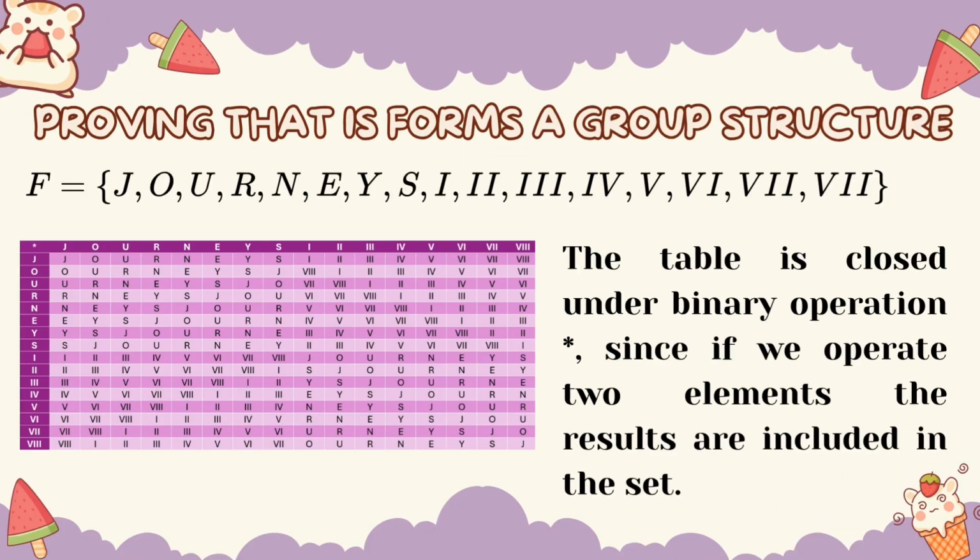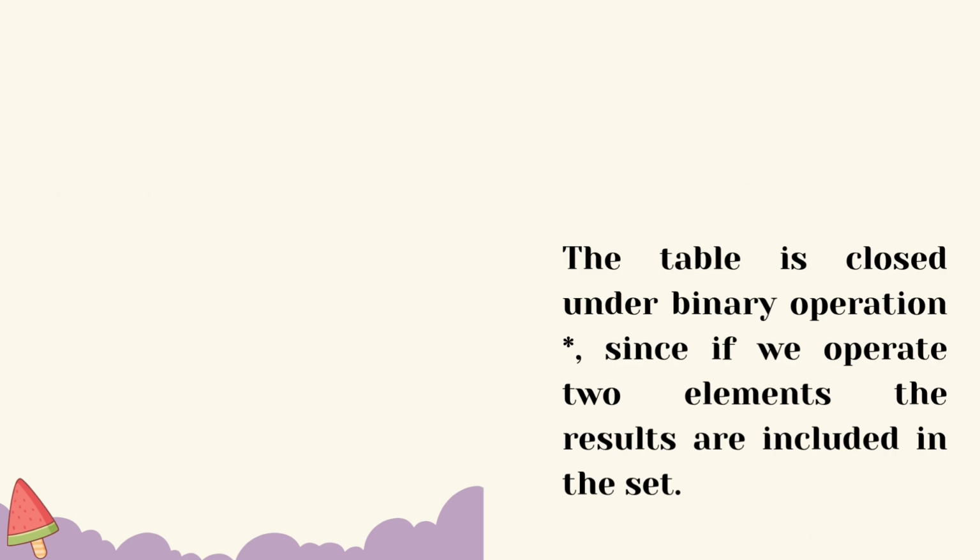So we have the set F consisting of the elements J, O, U, R, N, E, Y, S, 1, 2, 3, 4, 5, 6, 7, and 8. And this table represents a binary operation. This one is closed, because if we operate on two elements, the result is always included in the set.